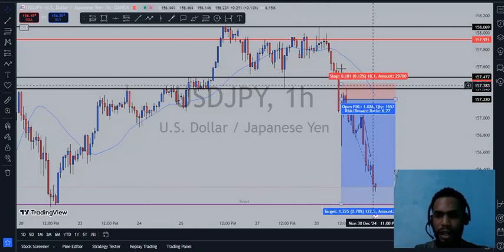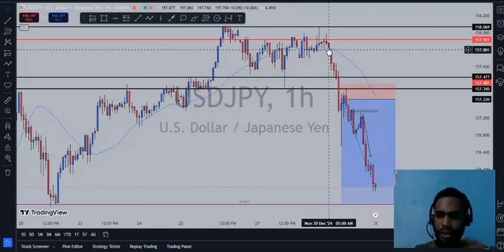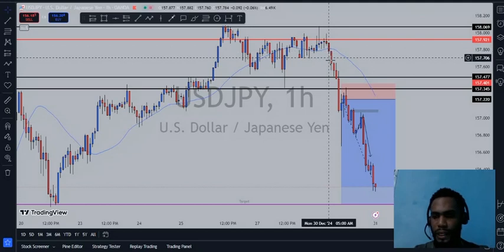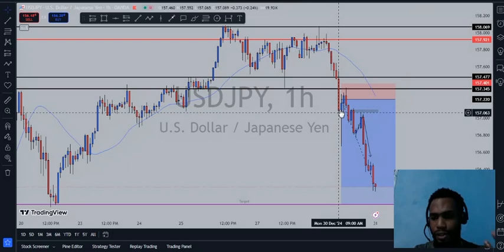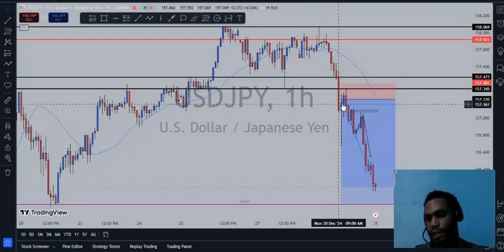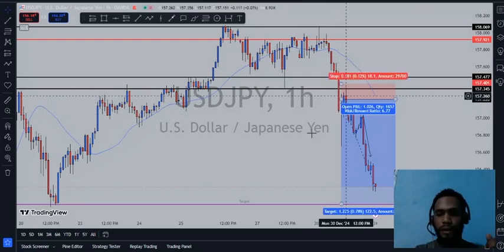As you can see, I could have gotten an earlier entry to this level, but I just wanted to wait for an extra confirmation so I could enter the market. And the extra confirmation was a retest of this support level.